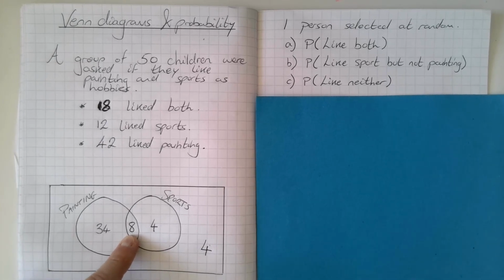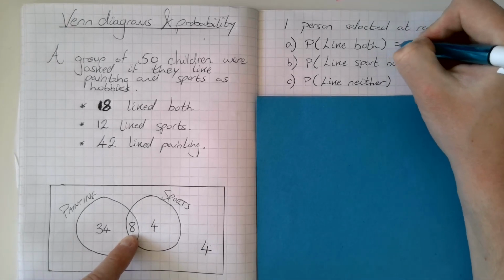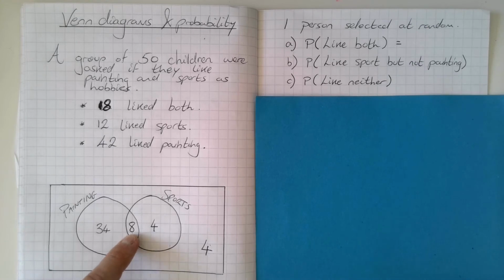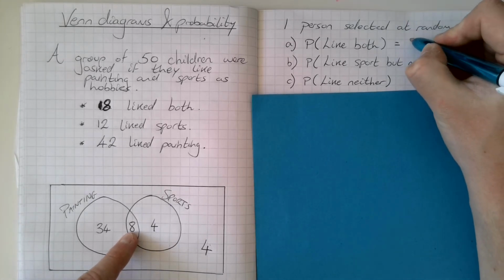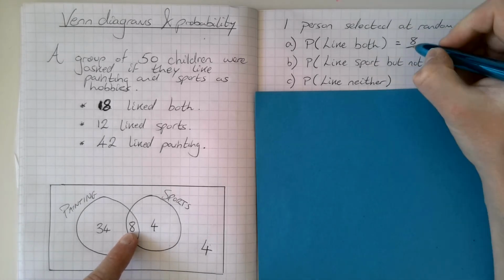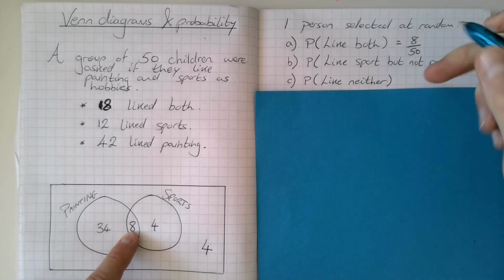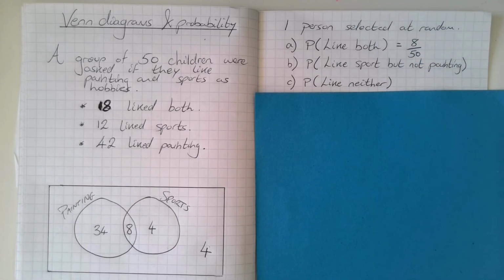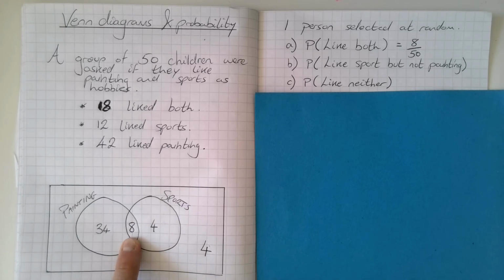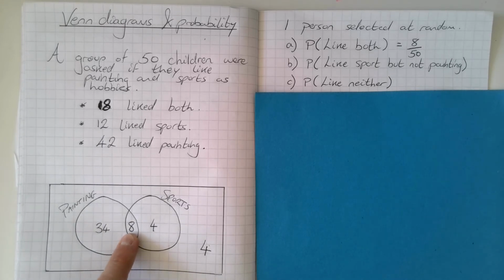So my probability that the person selected at random would like both would be 8. There's 8 people out of 50 altogether. I'm choosing from 50 people. So the chance I select one of these that like both is 8, because there's 8 people out of 50 altogether.